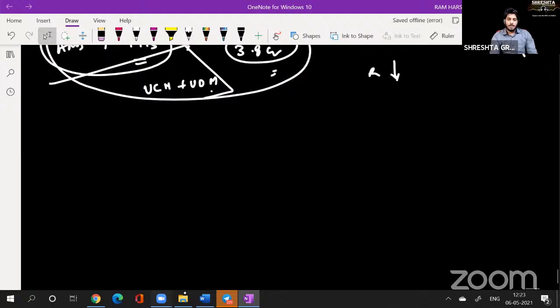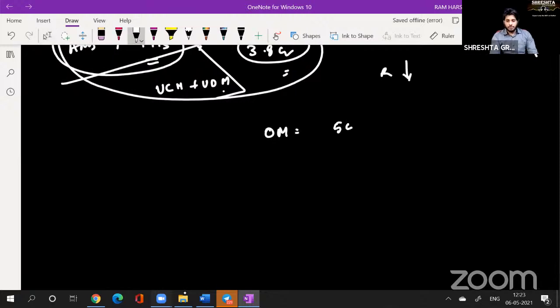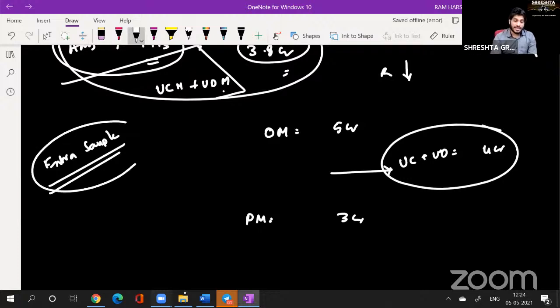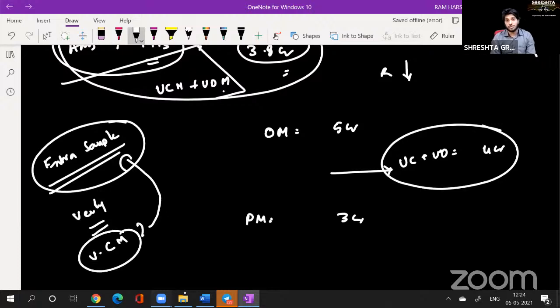Suppose, let us assume overall materiality is 5 crore, performance materiality is 3 crore. I calculated projection, all that together. My uncorrected plus undetected misstatement came to 4 crore. Let us assume it is 4 crore. What should I do? I should take an extra sample and verify the extra sample, identify whether uncorrected mistakes are there in this extra sample also.